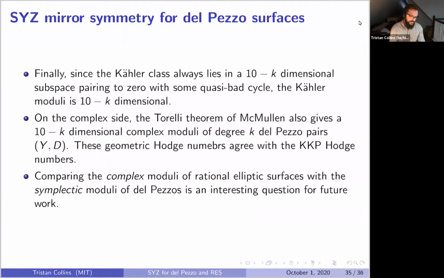So going the other direction, if we want to compare the complex moduli of rational elliptic surfaces with the symplectic moduli of del Pezzo surfaces, that's a very interesting question. It seems harder because we don't know very much about complete Calabi-Yau metrics on del Pezzo surfaces, which are not the Tian-Yau metrics. So in particular, if you wanted to have some non-trivial symplectic moduli of Calabi-Yau metrics, you need Calabi-Yau metrics which are not exact. So you need metrics which are necessarily different than the Tian-Yau metric.